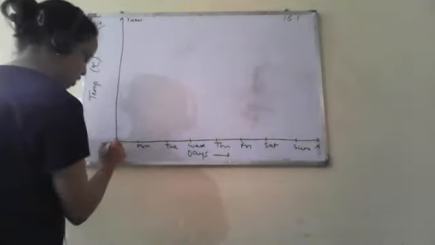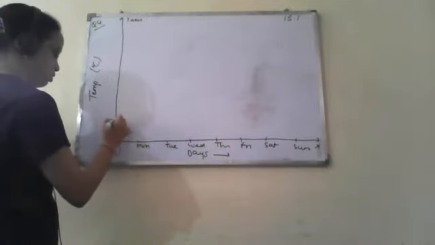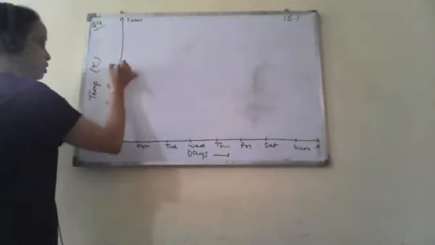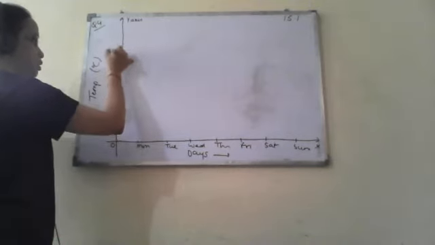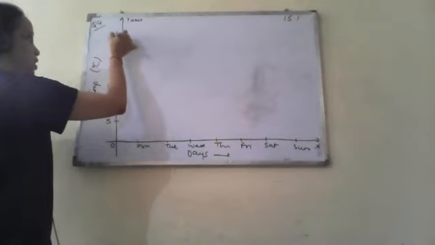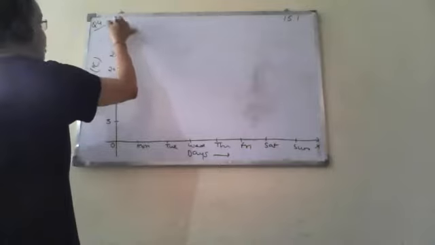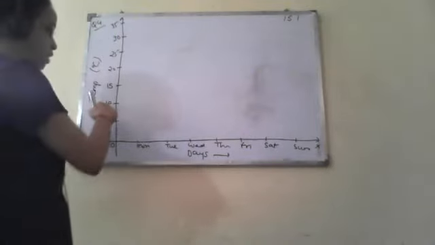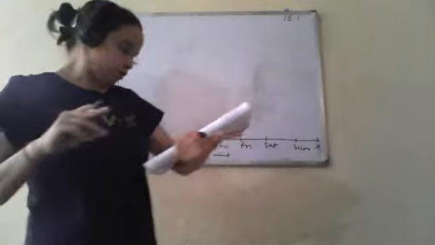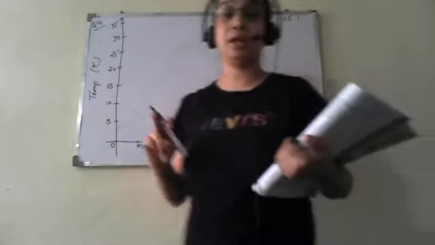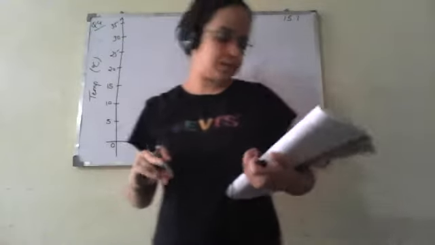temperature in degrees Celsius. So what scale have they taken? It starts from the origin, 0. They have taken 5, then 10, 15, 20, 25, 30 and 35. So what is the scale on the y-axis? One small division or 1 centimeter equals 5 degrees Celsius. This will be the scale.